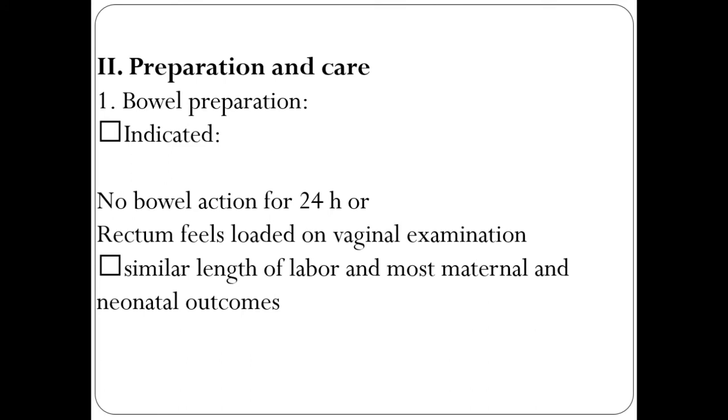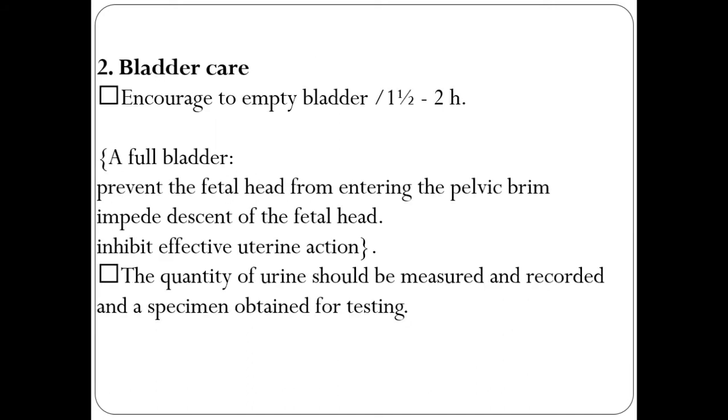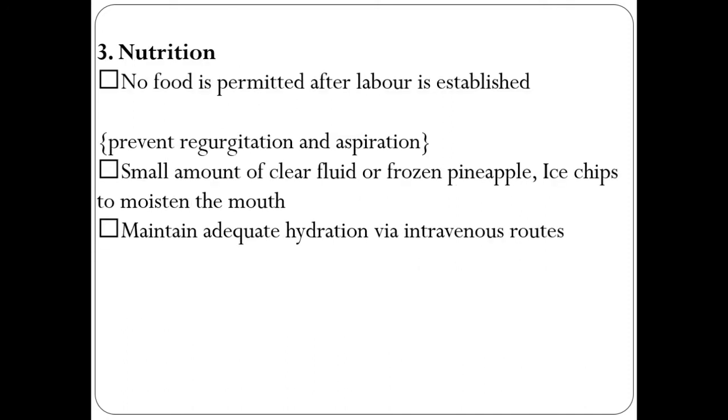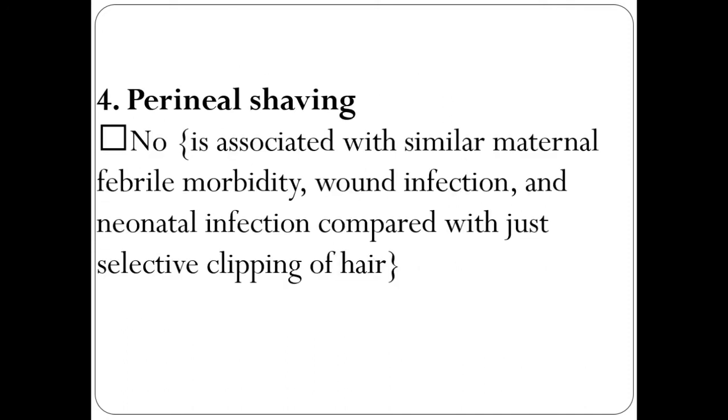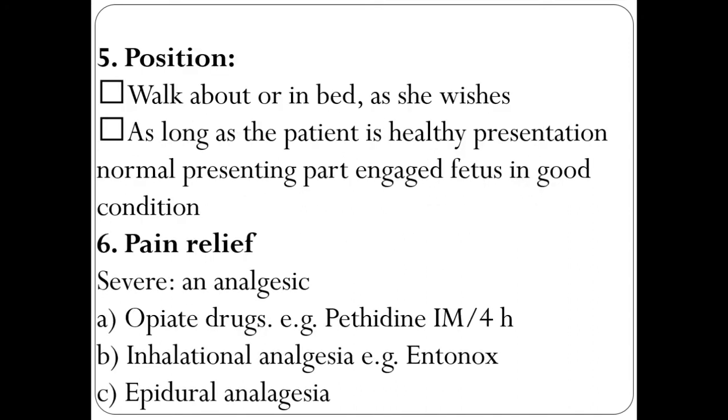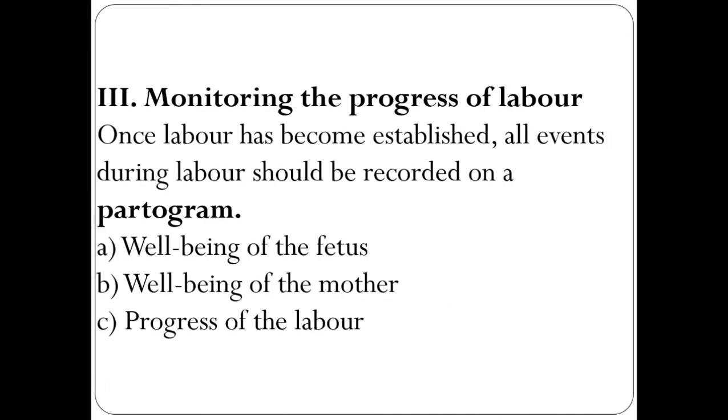You have to prepare this patient and encourage her to evacuate the bladder and rectum during the first stage. Of course, we have to make sure of completely aseptic technique during the first stage, which is a very long stage. Maybe it takes about 16 hours in a primary gravida. And of course, during this stage, we have to monitor the progress of labor, which is very important.